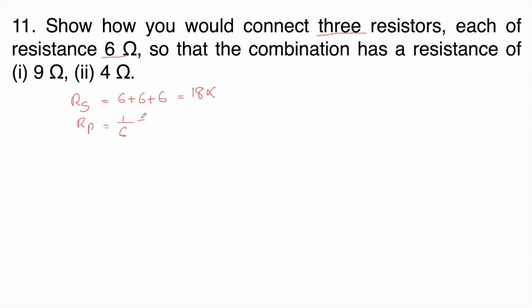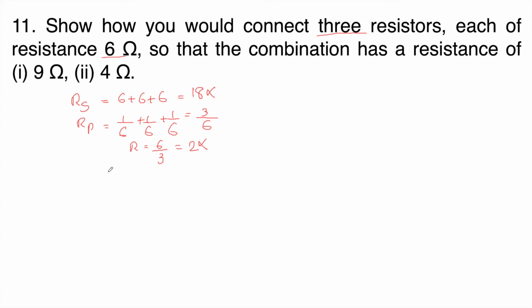1 by 6 plus 1 by 6 plus 1 by 6. This will be 3 by 6, and this is 1 by R. So R will be 6 by 3, that is 2. Here we should get 9, so 2 is not possible. So a complete series connection or a complete parallel connection is not possible.